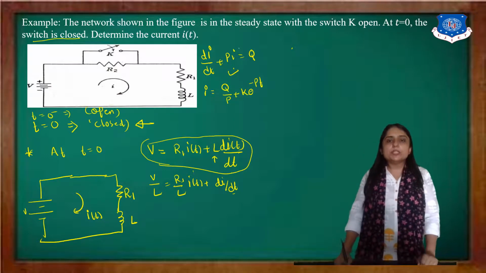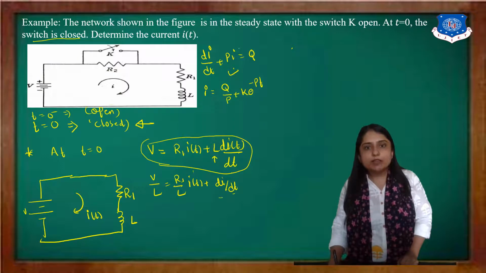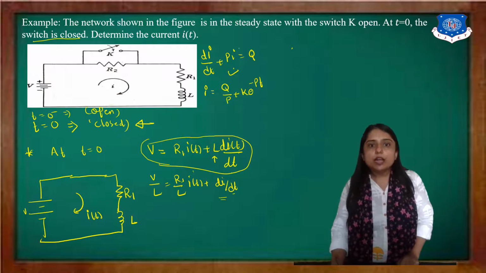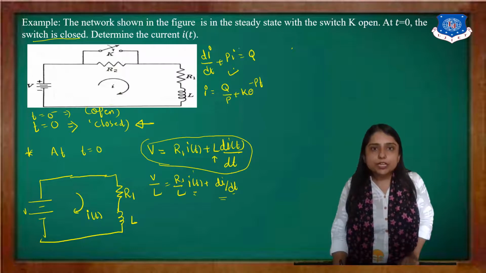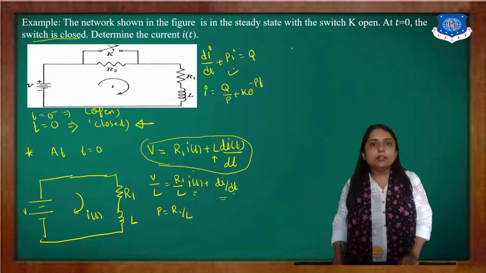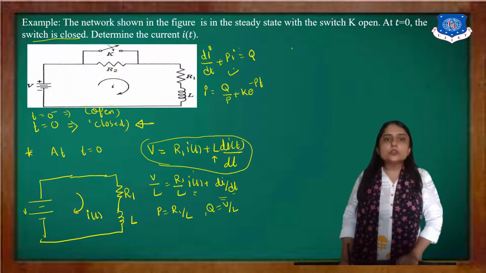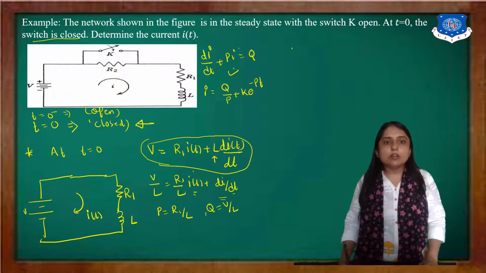Now you just compare these two equations. Here di by dt is there, here also we have di by dt. Here I, here also it's I of t. But here in the multiplication of I, we have p. So here the value of p will become R1 by L. Here q as it is, and here our constant is V by L.